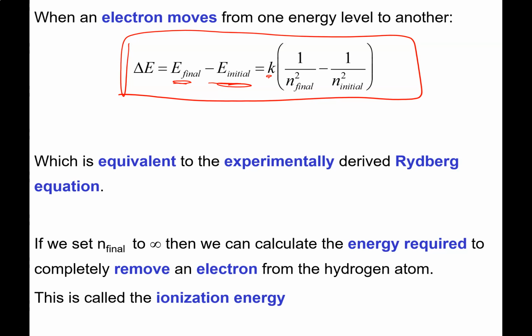A little trick that you'll see that we'll need to do is that if we're asked about the ionization of an atom, that is that we want to completely remove an electron from the atom, then we just set n squared final to be infinity squared, and hopefully you recognize that 1 on infinity squared equals 0.